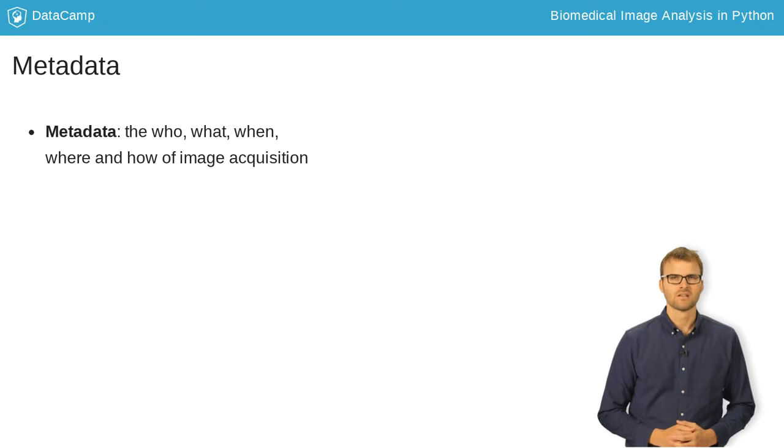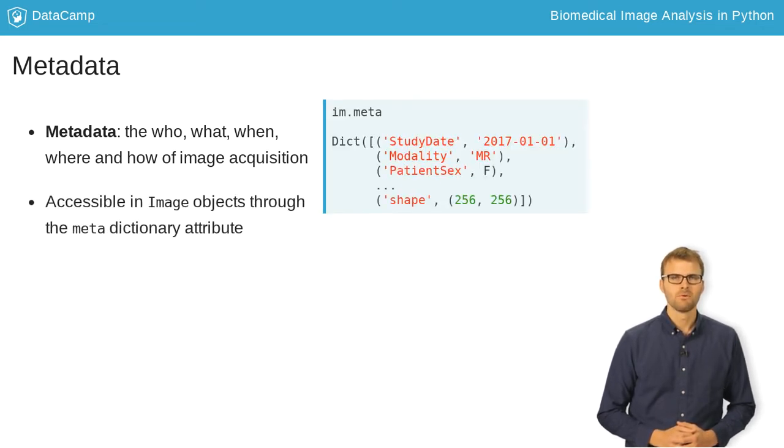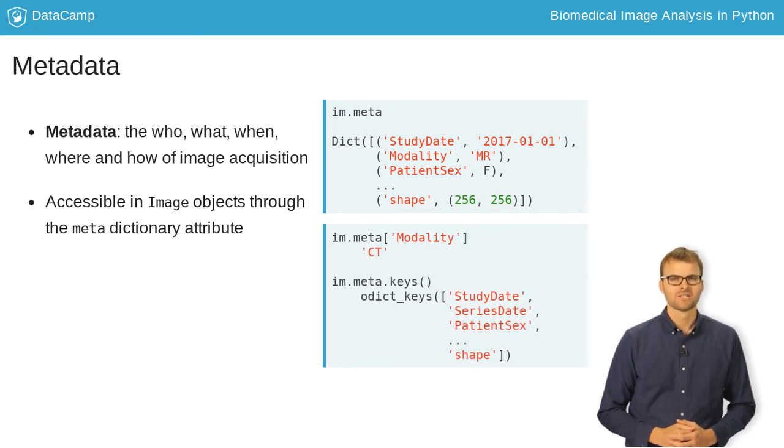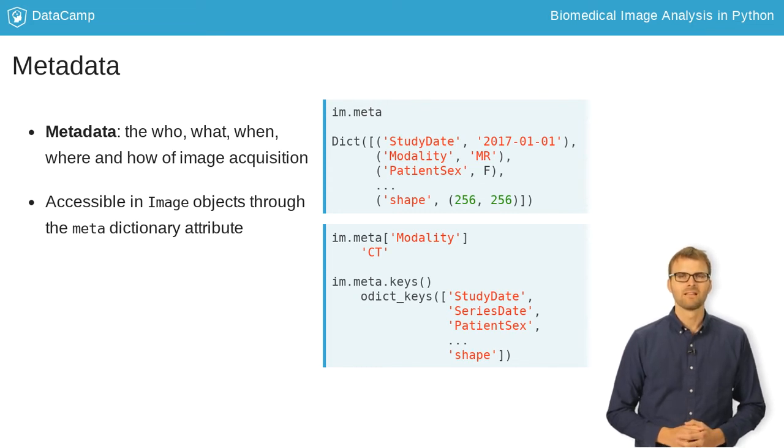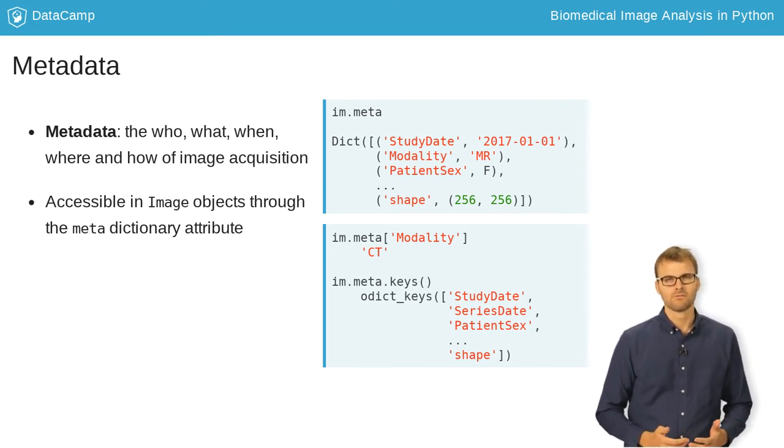Images are always acquired in a specific context. This information is often referred to as metadata. Imageio loads available metadata into a dictionary, accessible through the meta attribute. This is especially important for DICOM files, which contain a lot of patient and acquisition information. Since meta is a Python dictionary, you can access specific information by indexing it with one of the available keys. This file, for example, includes a modality field. You can also call the keys method to list all of the available metadata.